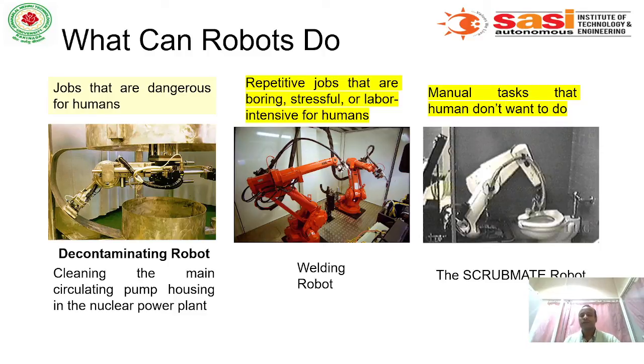In the third one, if you observe, the robot is established, or manufactured, to wash and clean the washrooms. This is another example. No one wants to clean the washrooms of any industry, or any factory, or even at home. So at that time, we install a robot that cleans the washrooms. So these are the areas where robots can be installed.